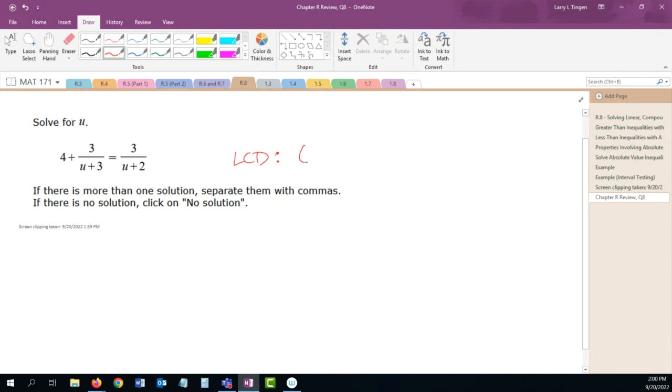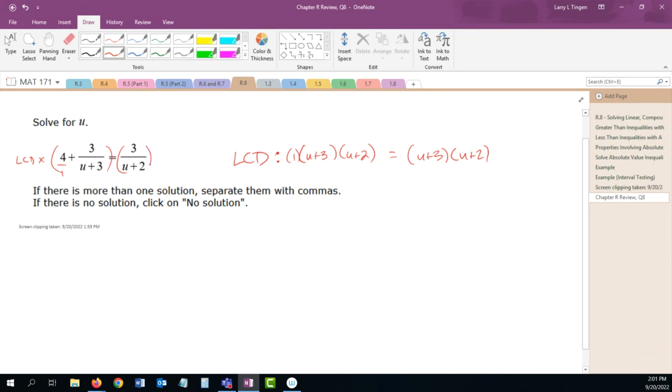What is my LCD? Well, the 4, that's 4 over 1, so it's just got a 1. The 3 over u plus 3 has a factor of u plus 3 in it. The 3 over u plus 2 has a factor of u plus 2 in it. So to find the LCD, if the factor appears multiple times, it only gets counted once. If it happens one time, you put it in there once and then you multiply. Whenever you do these, leave it in its factored form until you do that step, until you distribute or multiply both sides by the LCD.